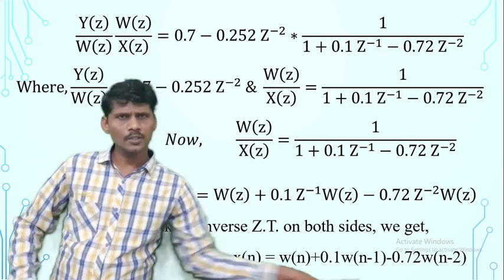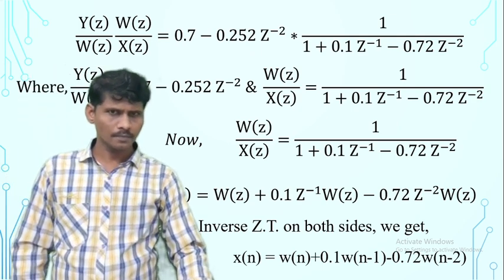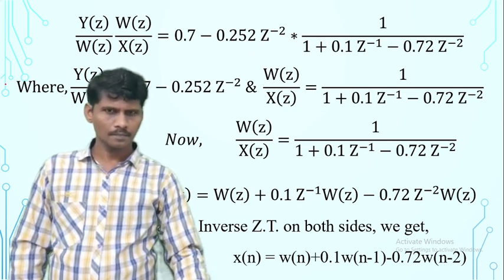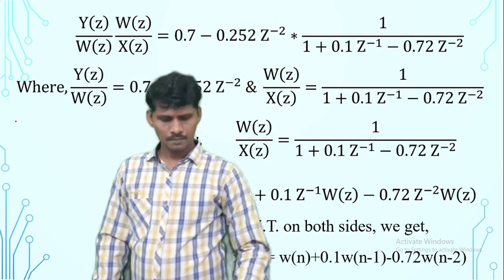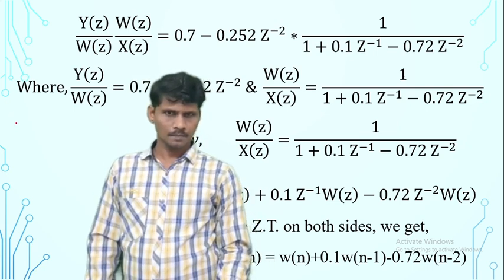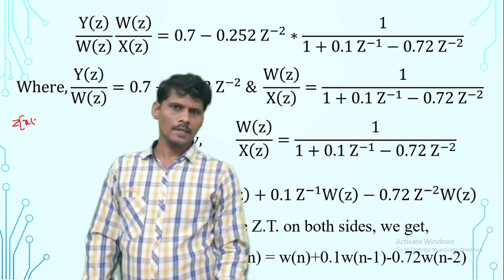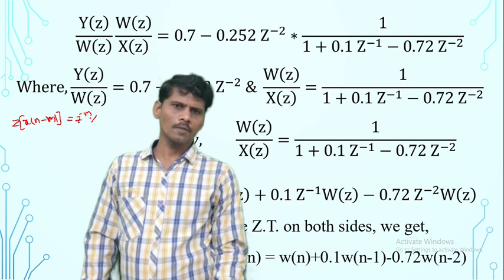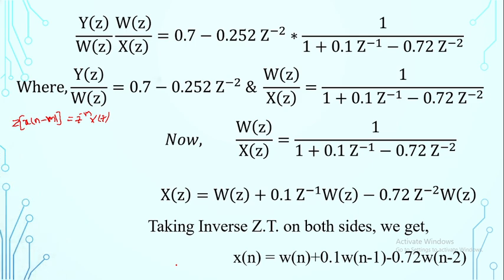The time shifting property: the z transform of x of n minus m is equal to z power minus m into X of z. So taking the inverse z transform, z inverse of z power minus m X of z is equal to x of n minus m.